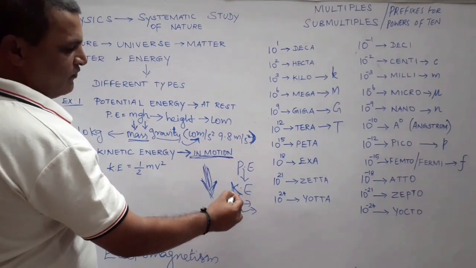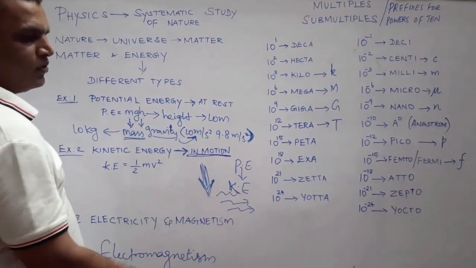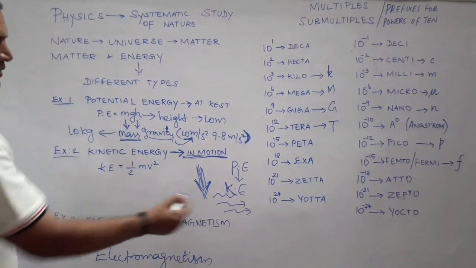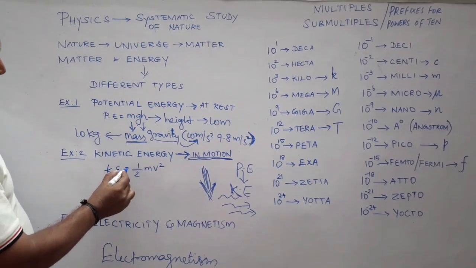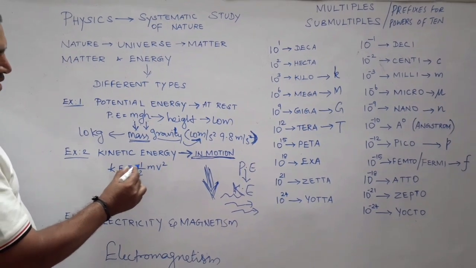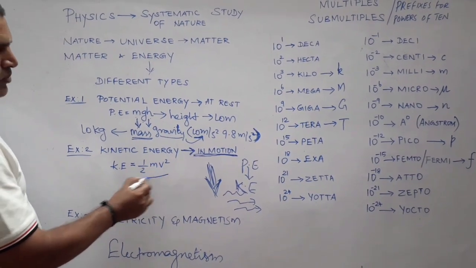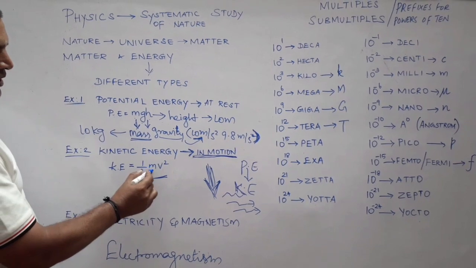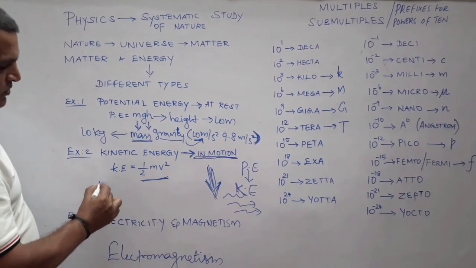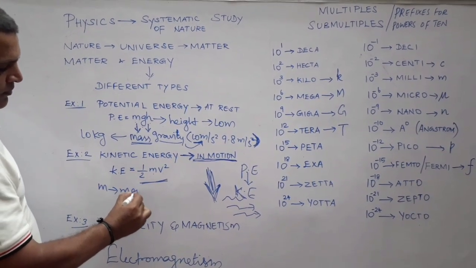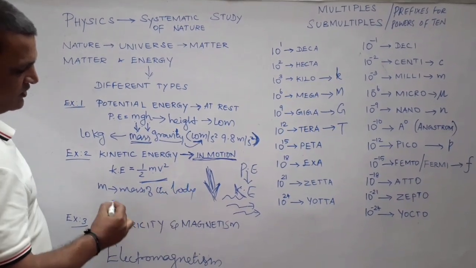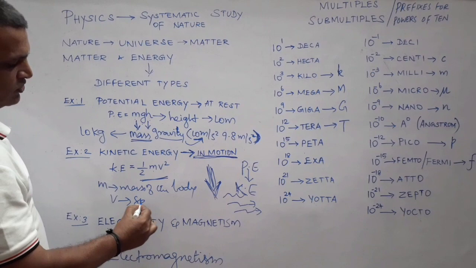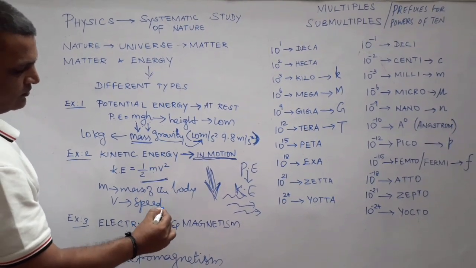Now, kinetic energy of an object. Now I am rolling a ball on the ground, which is possessing kinetic energy. The kinetic energy possessed by a ball can be calculated with the help of a simple formula, half mv square. The general formula for kinetic energy is half mv square. Here m is the mass of the body, and v is the speed with which the body is moving.